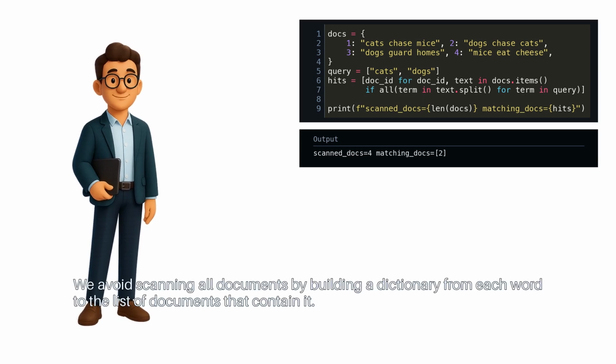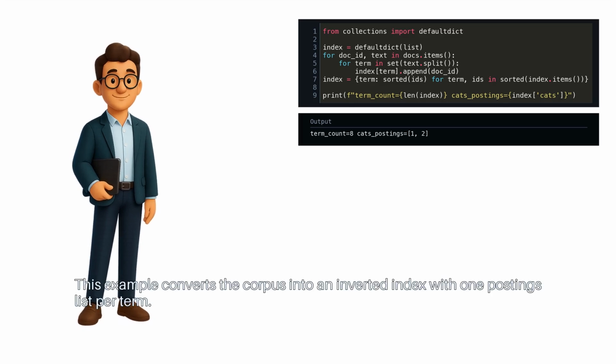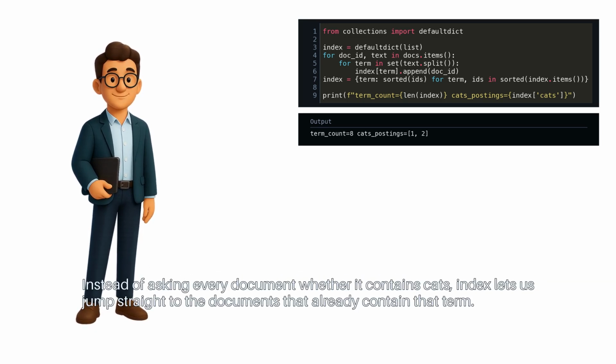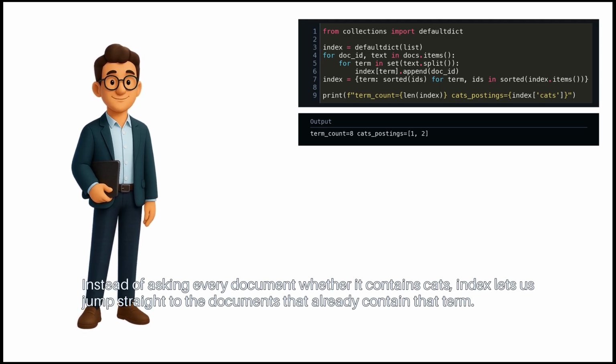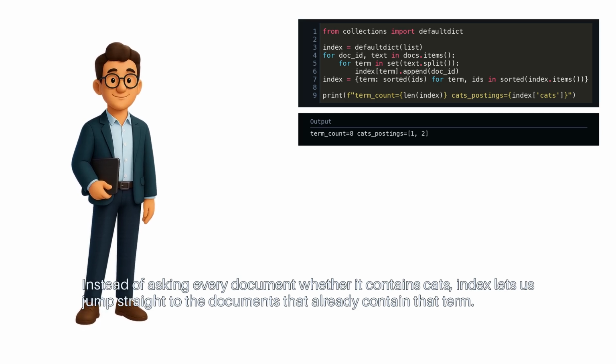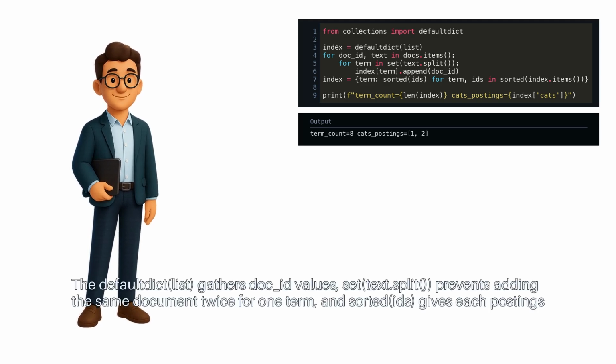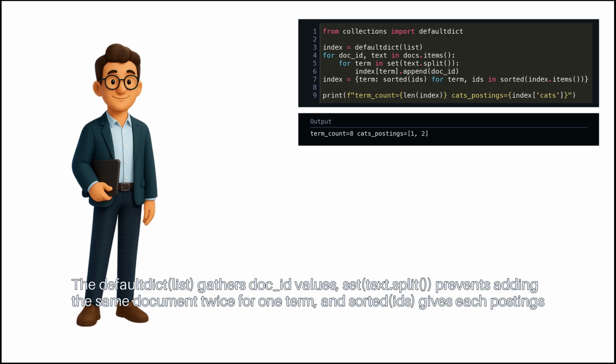We avoid scanning all documents by building a dictionary from each word to the list of documents that contain it. This example converts the corpus into an inverted index with one postings list per term. Instead of asking every document whether it contains cats, index lets us jump straight to the documents that already contain that term. The defaultdict(list) gathers doc ID values.